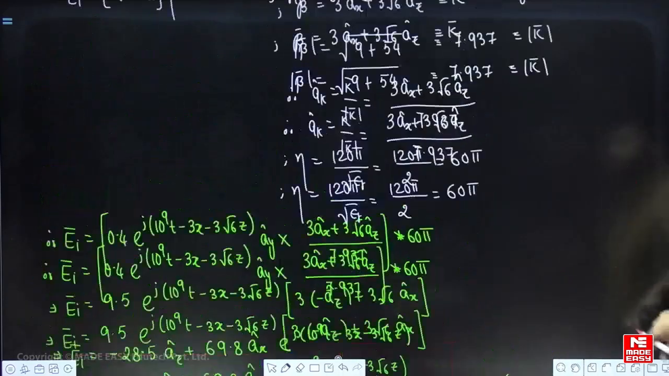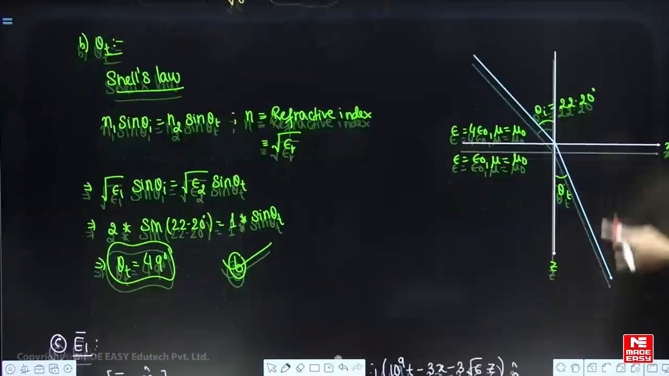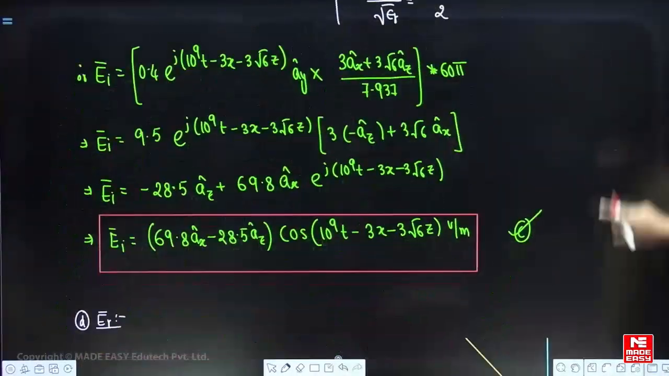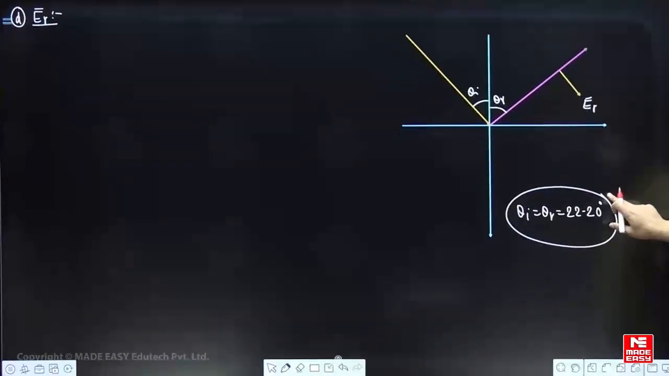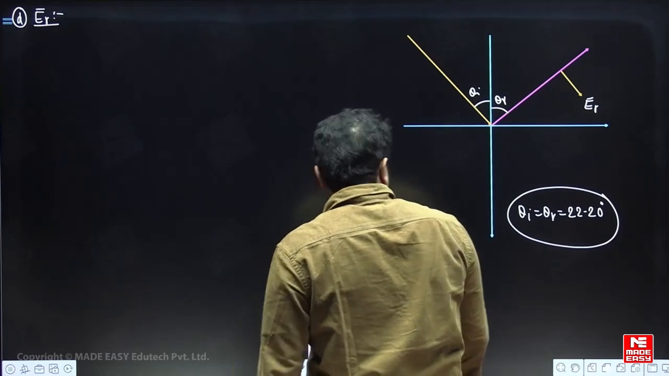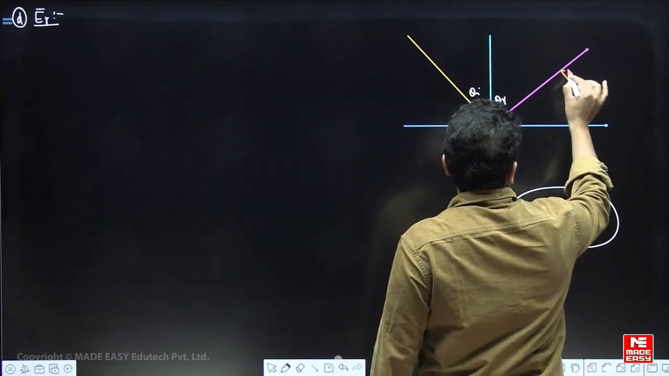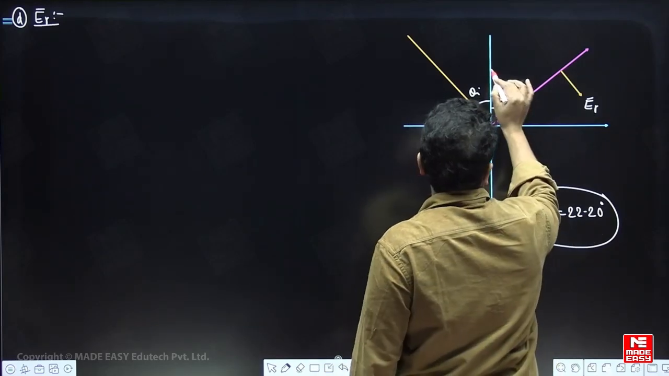22.20. So I will recheck once again, so that we don't have any errors. 22.20, correct. So theta i we have taken 22.20. Now there is a reflected wave. So for the reflected wave, we have two components, right? So one component I can get.